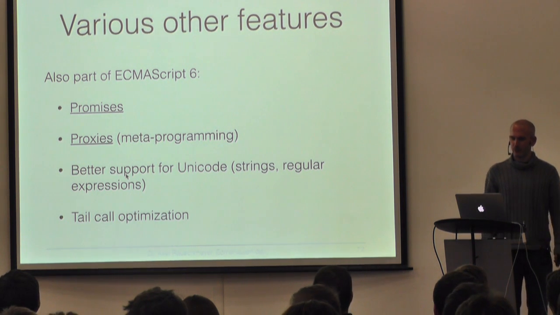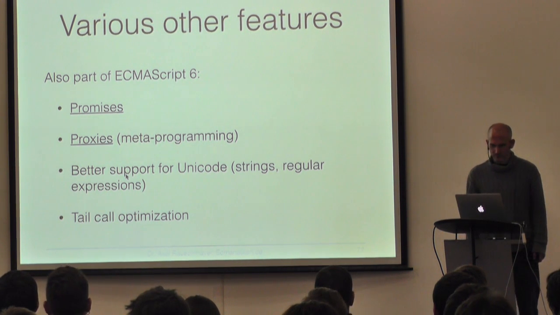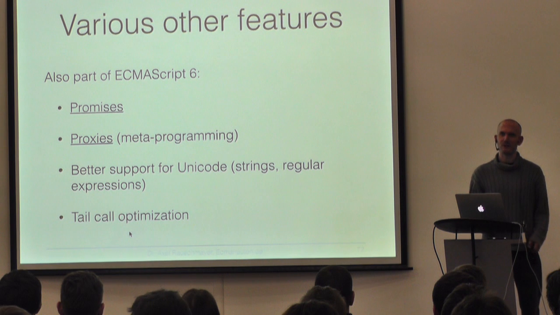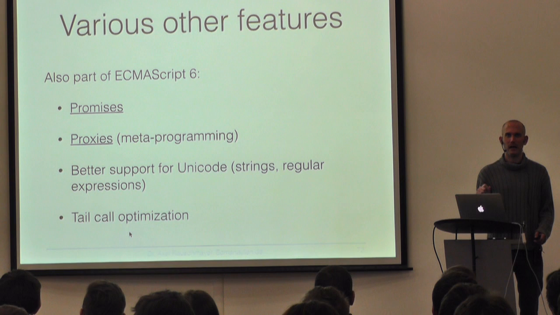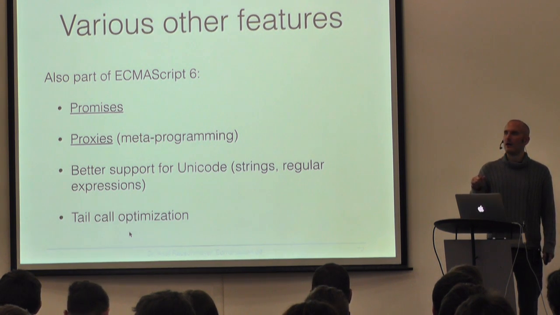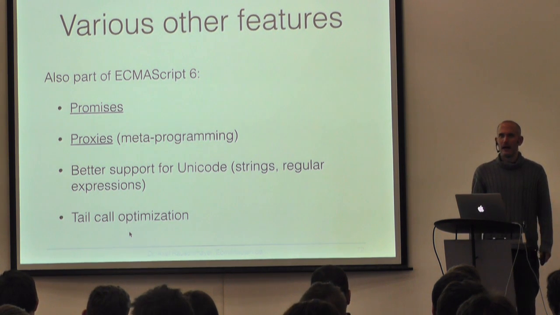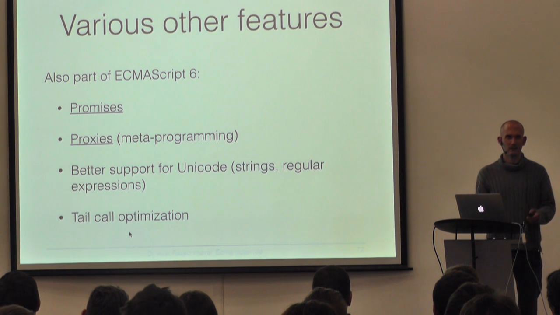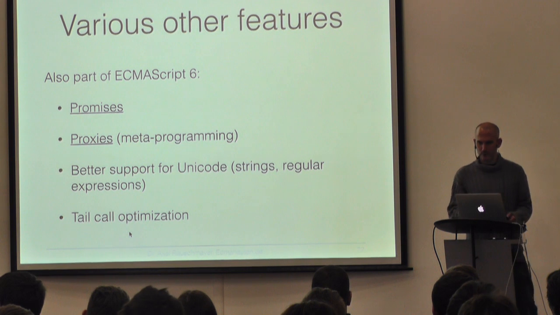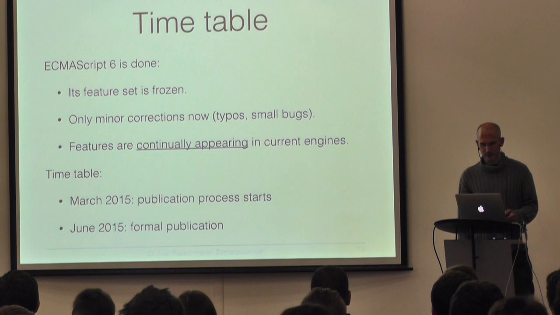There'll be better support for Unicode, which is going to be great for internationalization, and there will be tail call optimization. If you don't know what that is, it's not as important, but a lot of people are very happy about this. In functional programming, it's a way of a function recursively calling itself a lot of times without increasing the stack. So when you do functional programming, this is really nice to have.